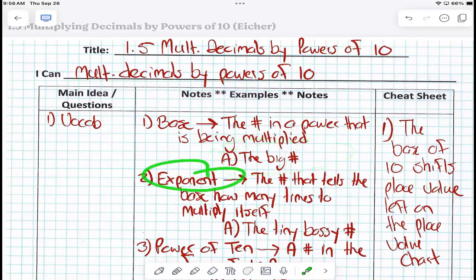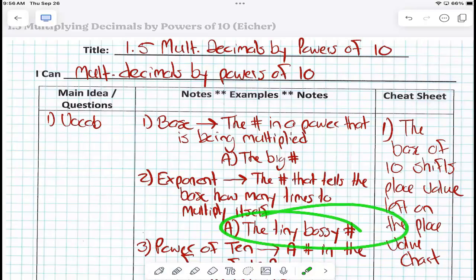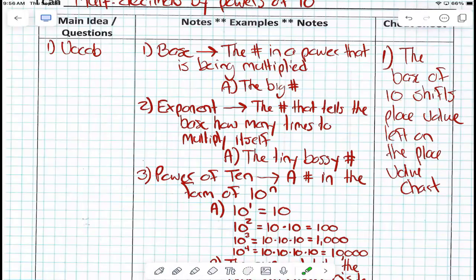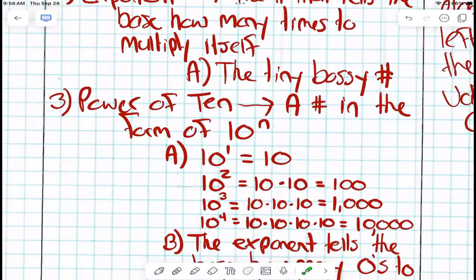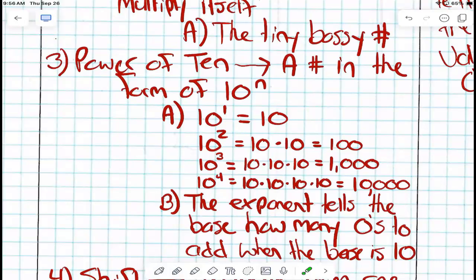The exponent is actually the tiny bossy number, right? So this would be an example of a power, yes? The base is the 10. The exponent is the little tiny number, right? You guys already know that the tiny number tells the base how many times to multiply itself, yes? So if the tiny number is 4, how many times is 10 multiplying itself? 1, 2, 3, and 4, yes?